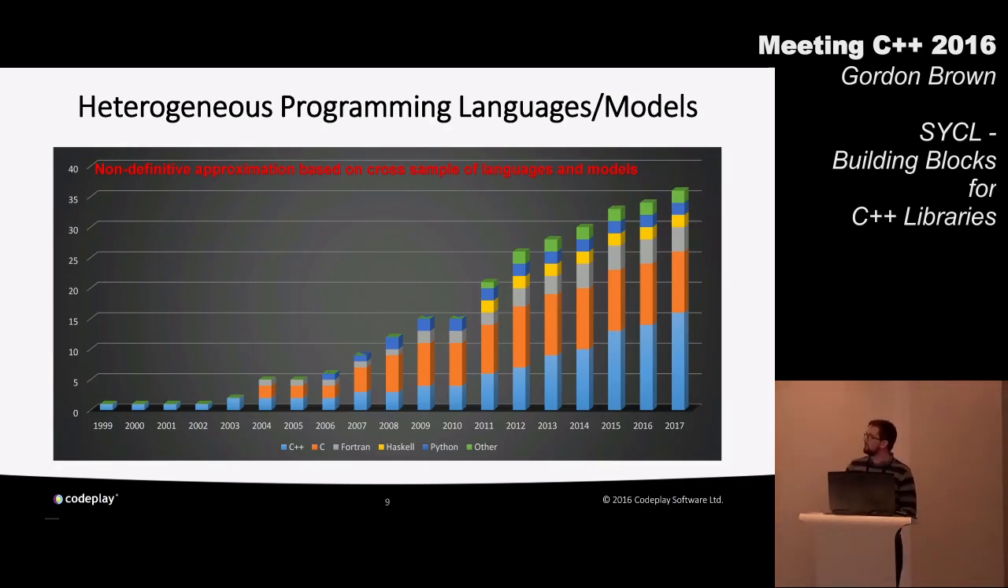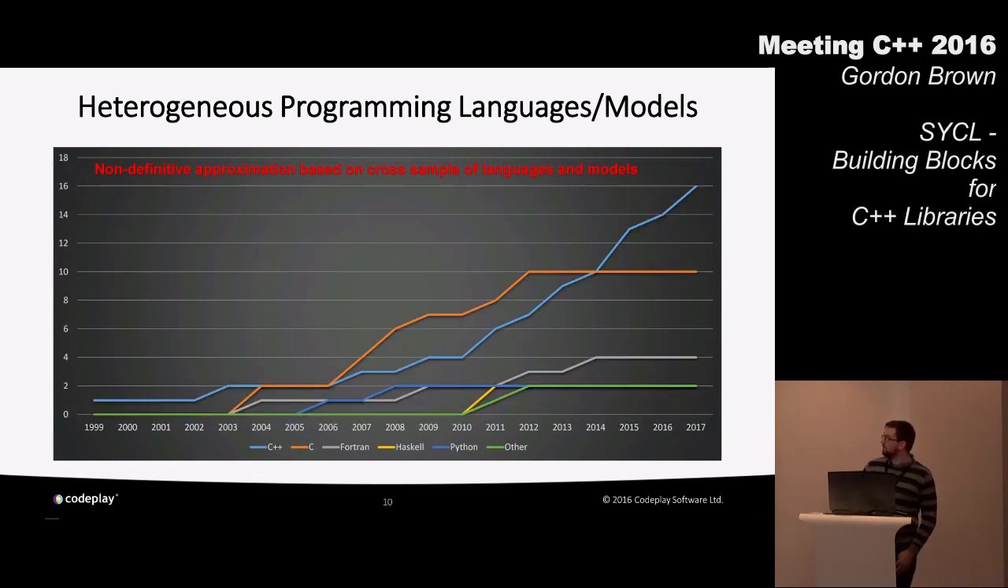So this is not a definitive representation, it's simply an approximation based on the list that we came up with. What this shows is that since around 2003, there's been a steady increase in programming models and languages for heterogeneous systems, particularly in C and C++. Another graph with the same data. This shows that for a long time, C was the dominant language for heterogeneous programming. However, in recent years, C++ has rapidly overtaken that.